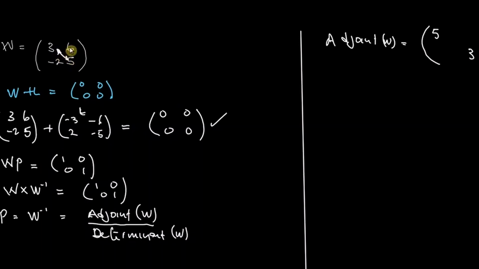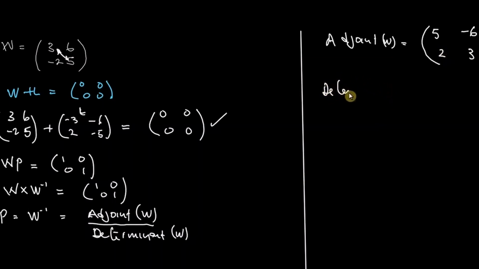These are the non-leading diagonal elements, 6 and negative 2. We need to reverse the sign of the non-leading diagonal elements. So this will become negative 6. This will become positive 2. And that's the adjoint matrix.